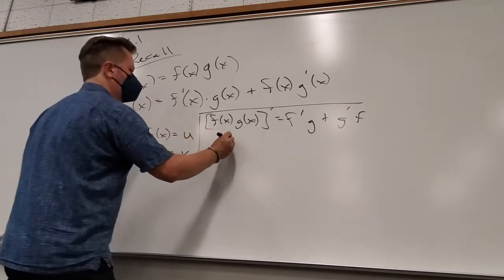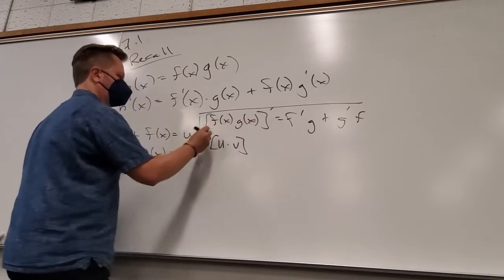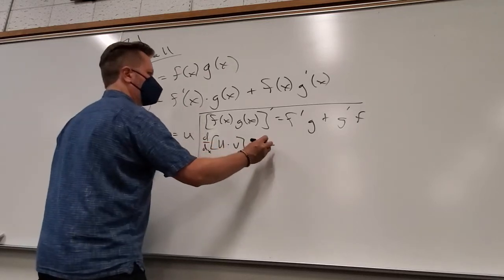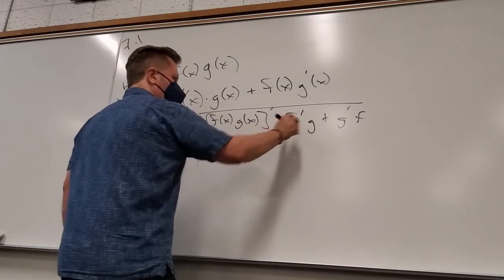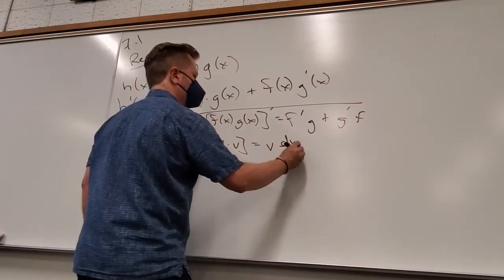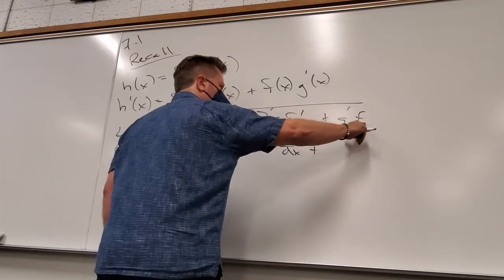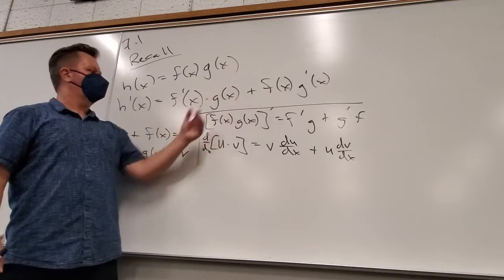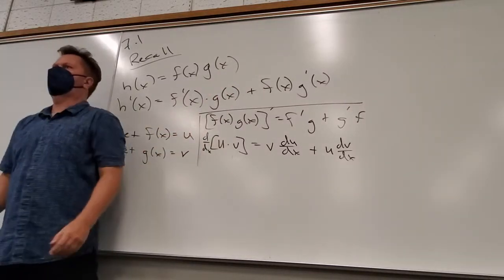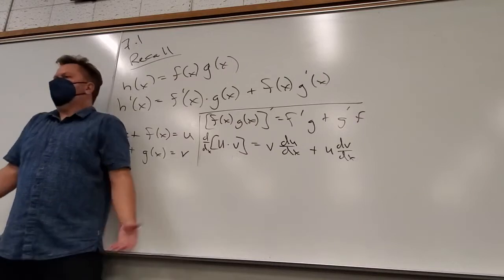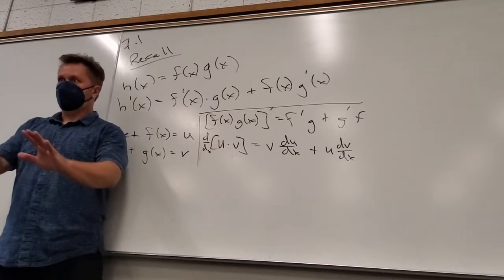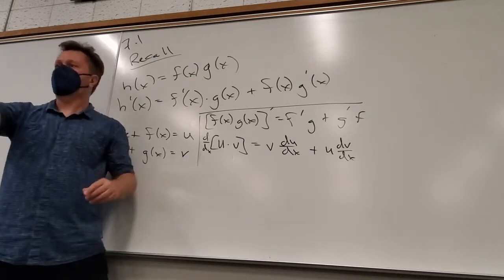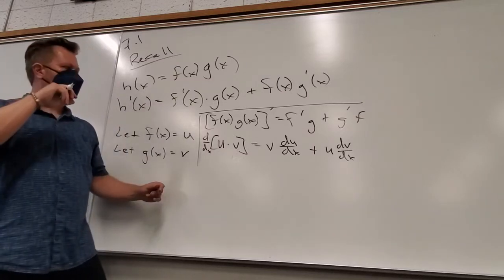So, therefore, d by dx of u times v equals v times du/dx plus u times dv/dx. I really want you to follow. So if I call f u, I'm just going to call it u. Why? Just because. Are you guys all with me? Okay. So you see where I'm going.